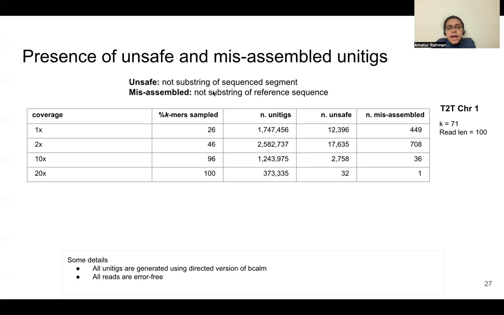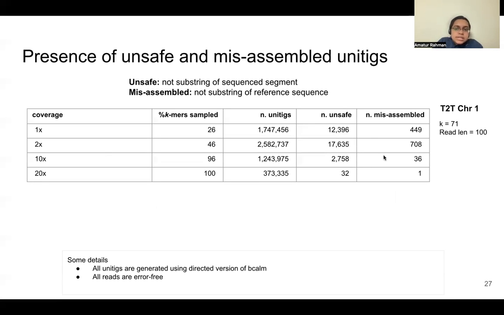So we have results for both of these in this table. We use the dataset T2T human chromosome 1, and we simulated error-free reads of length 100 at different coverages. And then we also calculated the unitigs, which are the directed unitigs using the directed version of RECOMB. And we do see some number of unsafe and misassembled unitigs. And not all the unsafe unitigs translate to misassembled unitigs, as we can see from here.